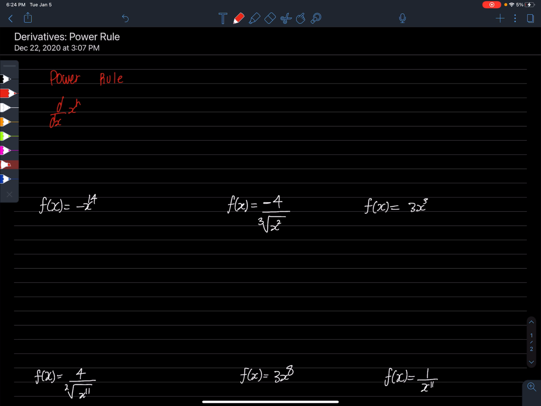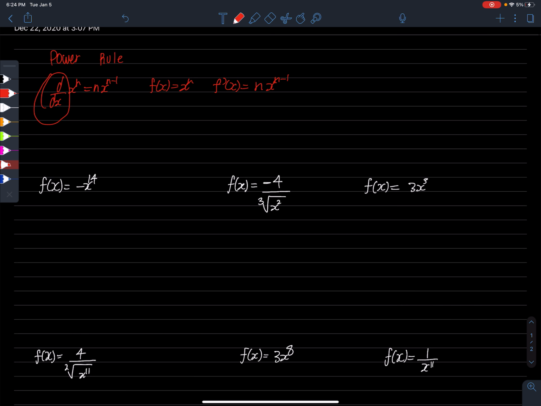The derivative of x to the n is equal to n times x to the n minus 1. Or if you don't like this notation, this just signifies that the derivative is being taken. But if your function f of x is equal to x to the n, then the derivative of f of x is going to be n multiplied by x to the n minus 1. Same thing, different notation. So let's do some examples to really get the concept in.